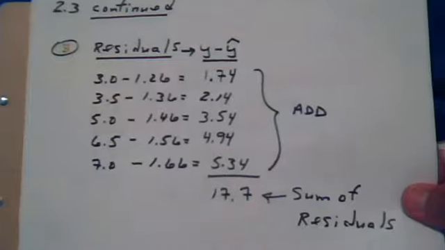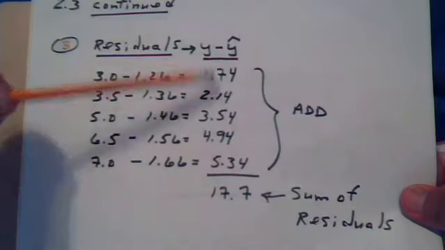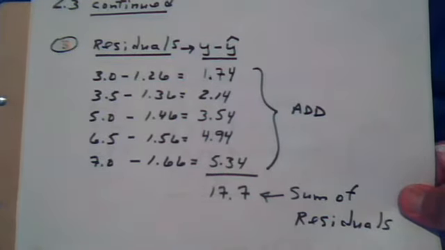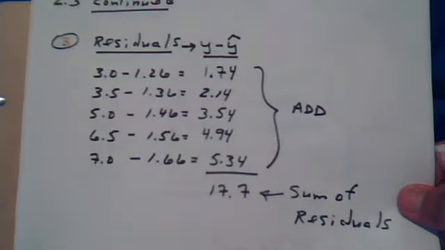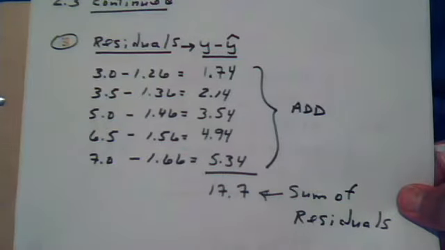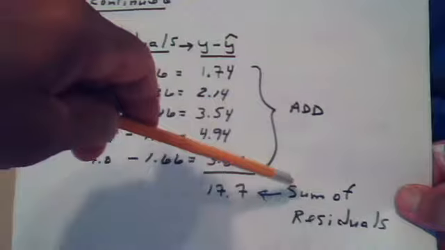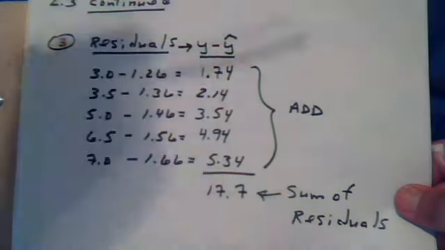But there's a problem here. These numbers could have been negative, and they could have been equal numbers with opposite signs, and they would have canceled, and we would have lost that information. In order not to lose information, what we're going to do first is square these. That assures that the number is always positive, and then add them. So now we're going to square each one of these and then add those.